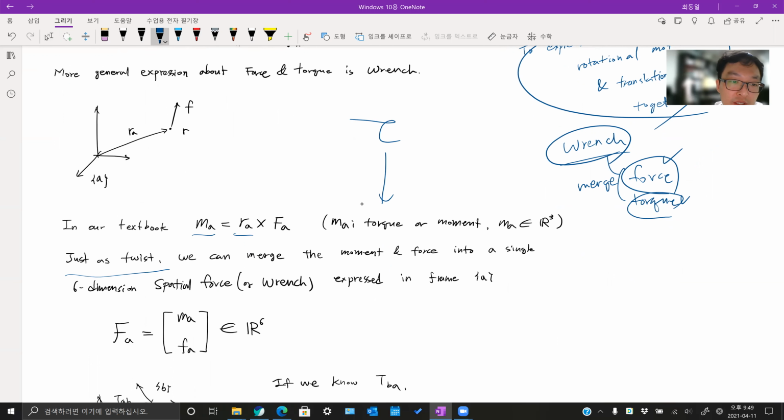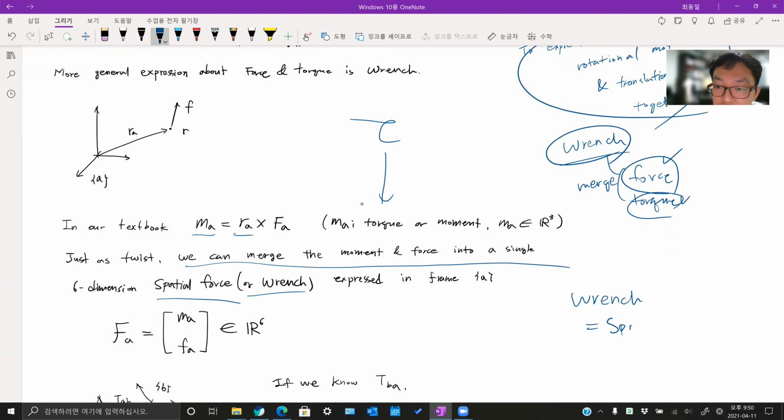Just as a twist has linear velocity and angular velocity, just as with the twist, we can merge the moment and force into a single 6-dimensional spatial force. So the other name of wrench is the spatial force. So wrench equals spatial force.